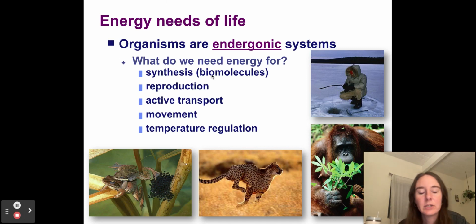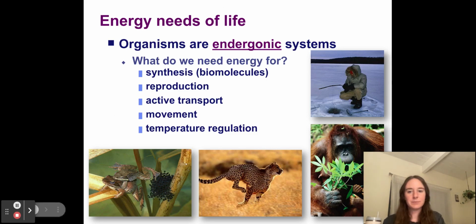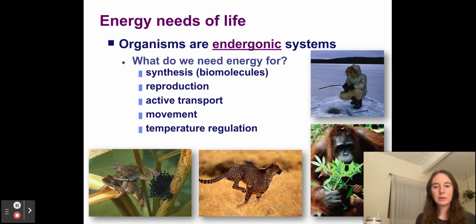We need energy for life. Why do we need energy? Well, we just talked about synthesis, making new things, making biomolecules, so taking amino acids and building proteins, reproduction, active transport, movement, temperature regulation. So these are different functions of cells. We'll talk more about this throughout the year, but basically energy is needed for everything in the cell. We did talk about this last chapter, active transport. If you're moving any molecule across a membrane against its concentration gradient, it's not diffusing, you need energy to do that. You need active transport.